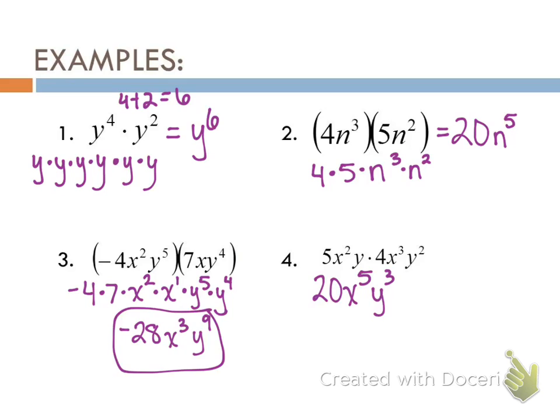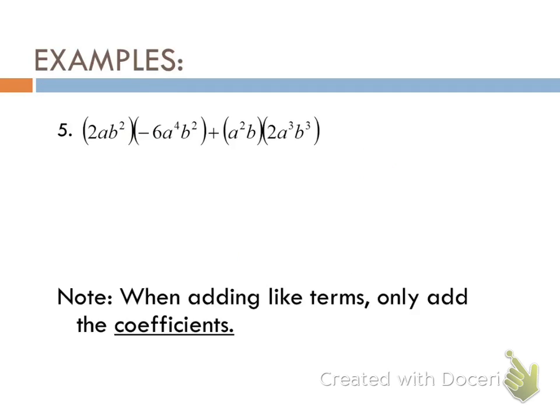If you need to rewrite it, rearranging them so that the 5 and the 4 are next to each other, the x's are next to each other, the y's are next to each other, that's fine. But you do not have to do that. It's not a requirement. If you just want to draw little lines between things that you know get multiplied together, you can also do that. Okay. Any questions about these first examples? Okay, we'll keep it going then.